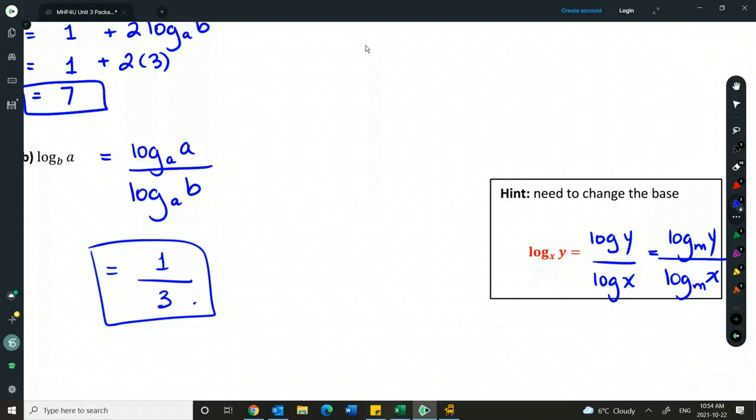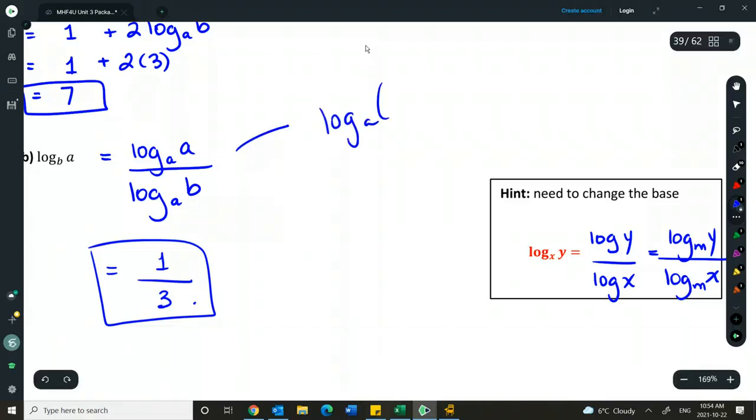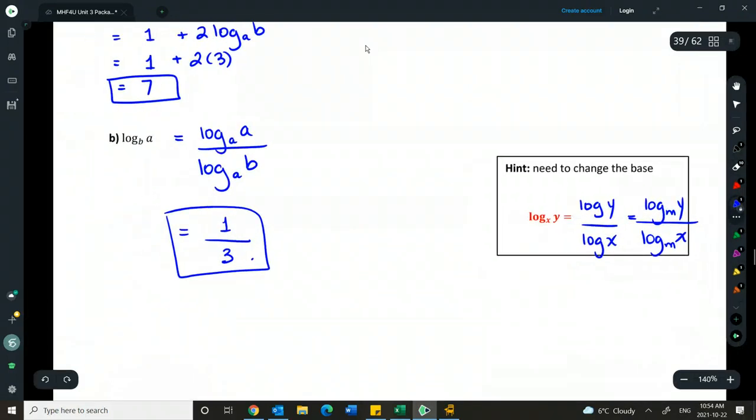Can you also change that into 1 minus 3 if they're divided? Only if you had log base a of a over b. That's different, right, than subtraction? Okay. Are we good with that one? Any questions there?